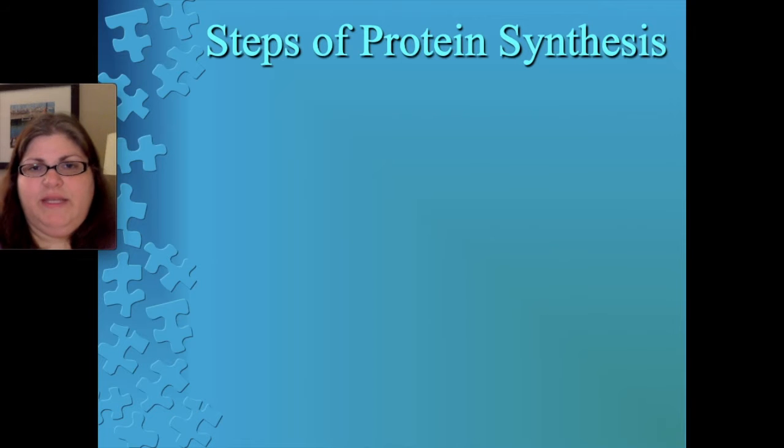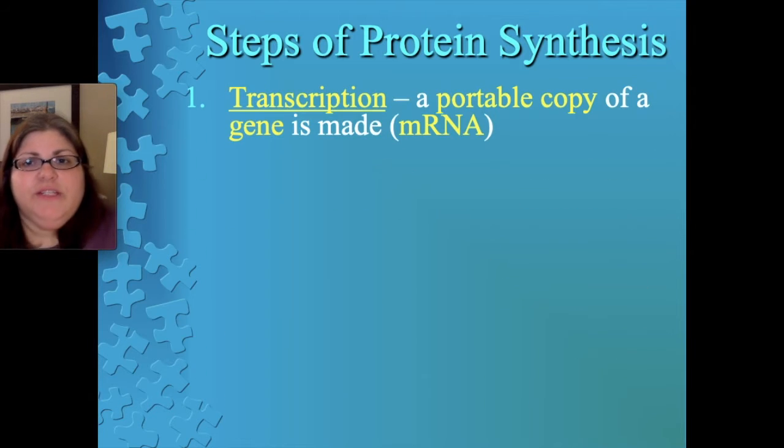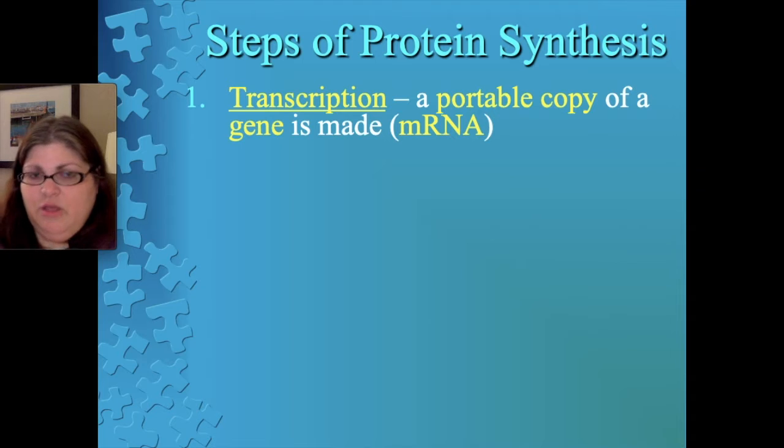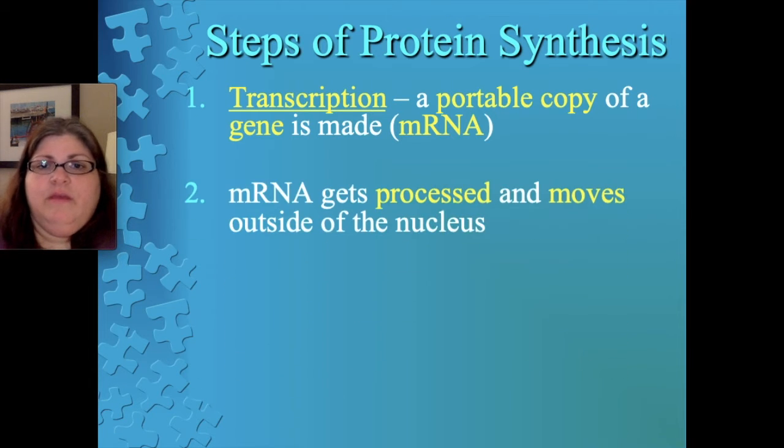There's really two main steps: transcription and translation. Transcription is making a portable copy of a gene. So imagine your mom or aunt sitting in the kitchen taking a photograph of a recipe. That's transcription. Then imagine your mom or your aunt giving you some instructions. My mom can't help herself.